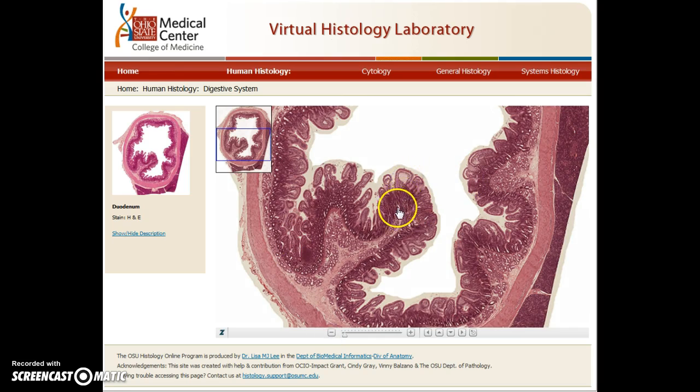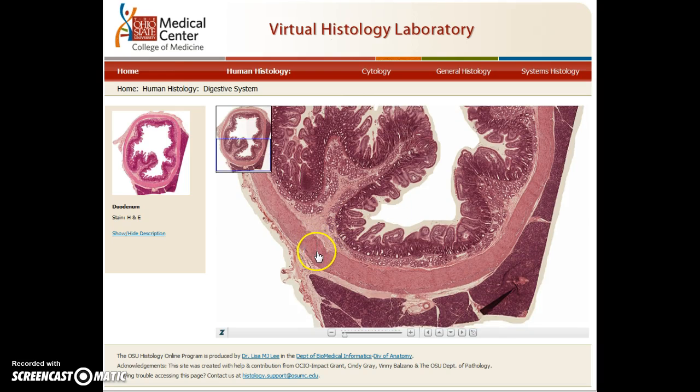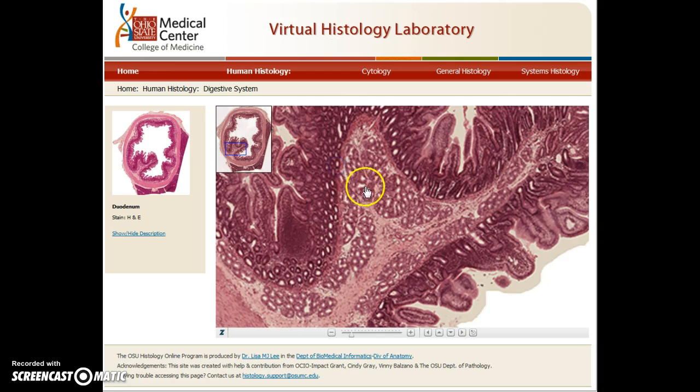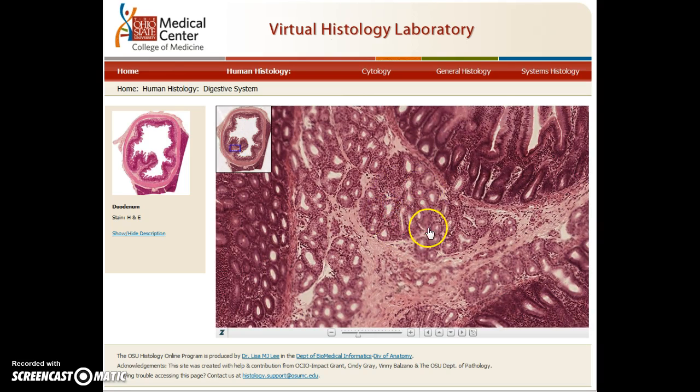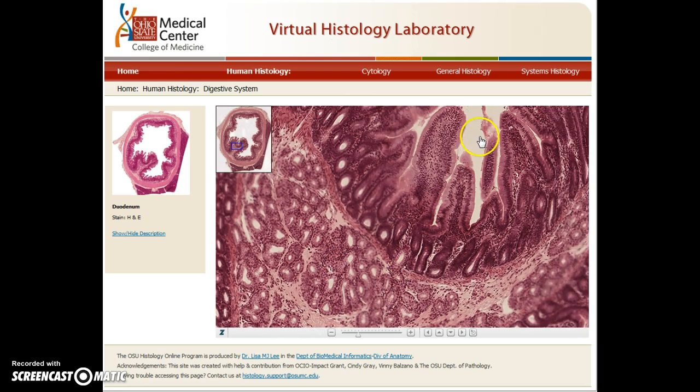So all of this kind of dark purple is your mucosa. Then this area is the submucosa. Here I have the muscularis externa, and then I'm going to have the serosa as the very last outer layer. And in this submucosa here, these are the intestinal glands, and they're going to be producing mucus and some other secretions that will be going out into the lumen.